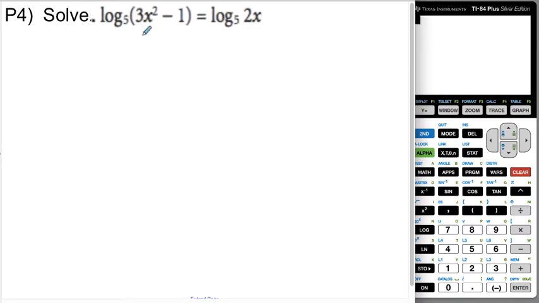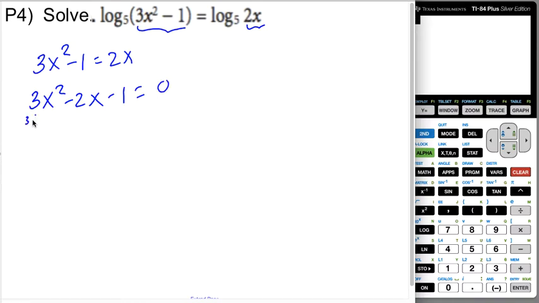You are welcome to pause me if you want, but again, this is a one-to-one situation. This stuff has to equal this stuff. So 3x squared minus 1 equals 2x. 3x squared minus 2x minus 1 is 0. All right, I know that when I factor, I'm going to have a 3x and an x, and I'm going to have a 1 and a 1 with opposite signs. That pretty quickly narrows down what's happening, right?